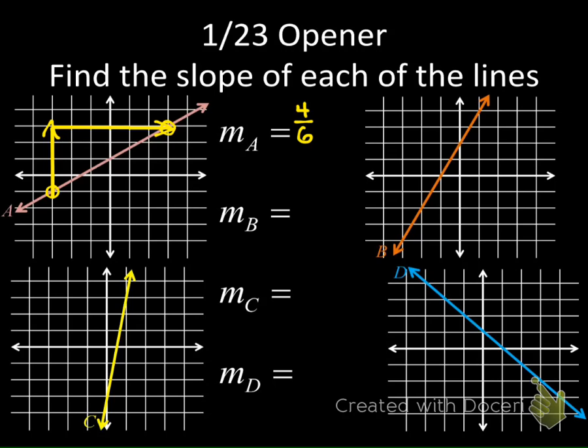But that's not simplified, right? So what would that equal? 2 over 3. Perfect. Yeah. So you're going to divide the top and bottom by 2 because that's what goes into both of those numbers. 4 divided by 2 is 2. 6 divided by 2 is 3. Okay? So that 2 over 3 is the slope for this graph.